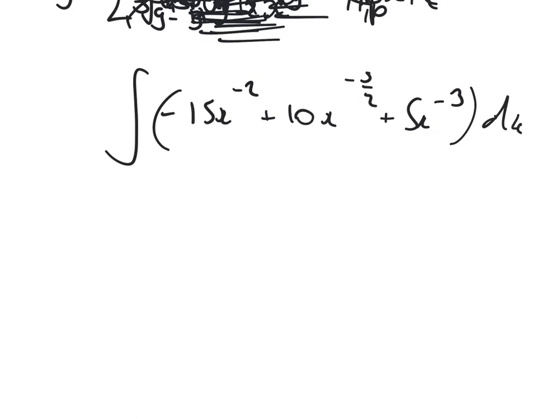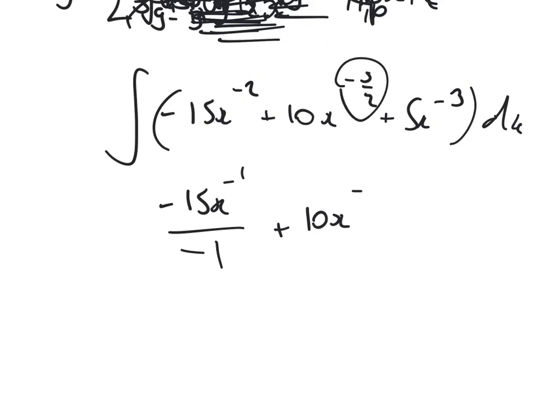I'm going to integrate minus 15x to the minus 2 plus 10x to the minus 5 over 2 plus 5x to the minus 3. So add 1 on the power, divide by the new power. That's going to be minus 15x to the minus 1 over minus 1 plus 10x to the whole minus 5 over 2 plus 2 over 2 is minus 3 over 2, divided by minus 3 over 2, plus 5x to the minus 2 divided by minus 2 plus c.